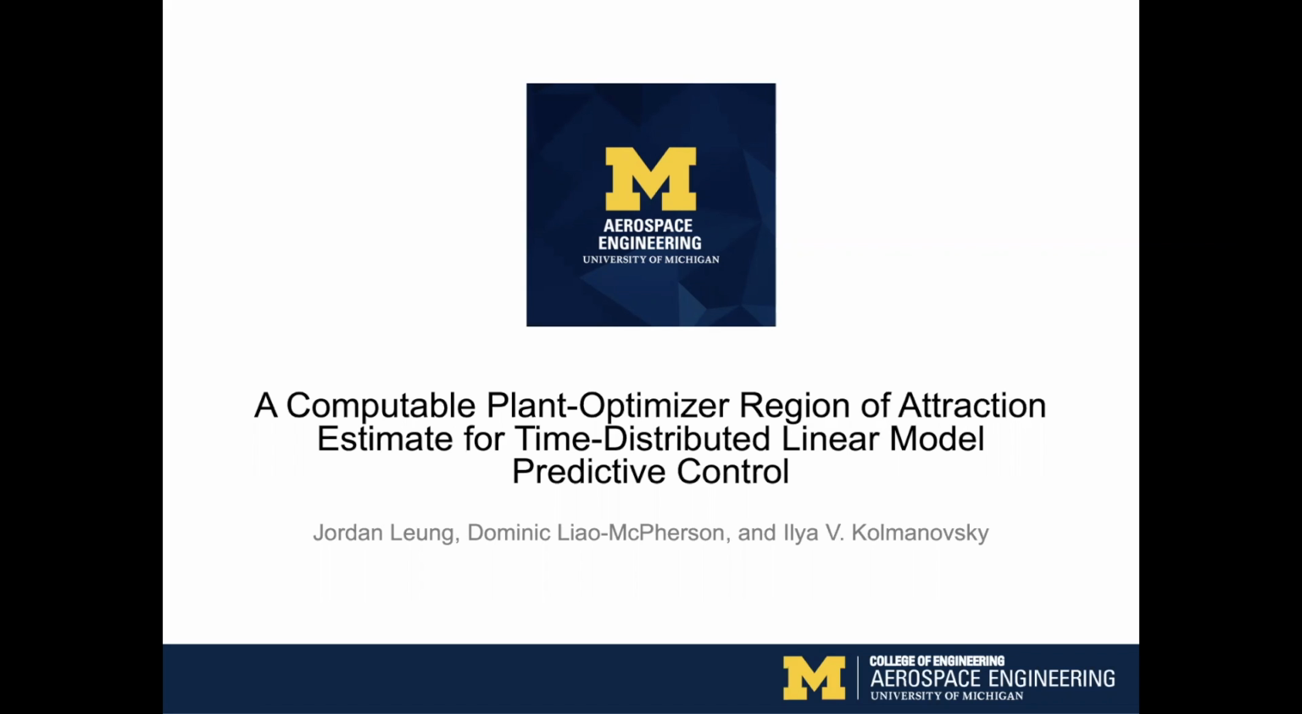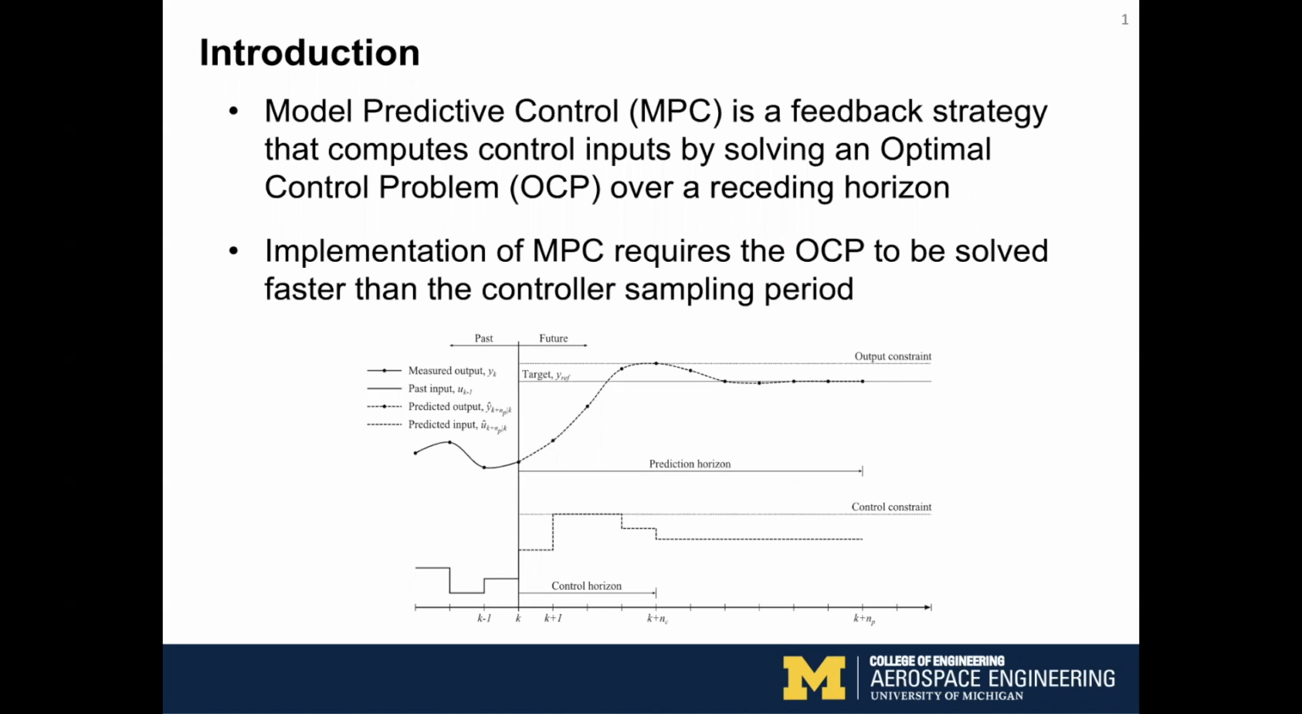Hello, and welcome to my presentation entitled "A Computable Plant Optimizer Region of Attraction Estimate for Time-Distributed Linear Model Predictive Control." As many of you probably know, model predictive control is a feedback strategy that computes control inputs by solving an optimal control problem over a receding horizon. This means that implementation of MPC requires you to be able to solve an optimal control problem faster than the required sampling period of your controller.